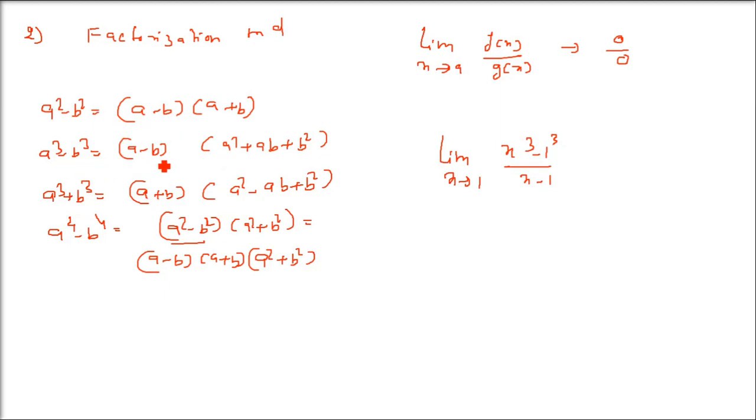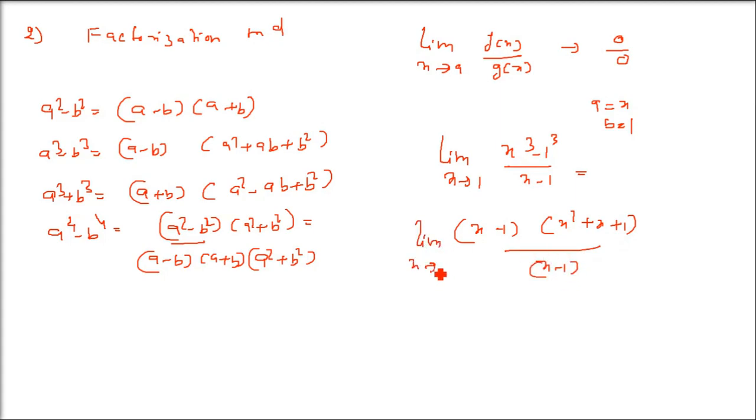So we can apply this formula I just mentioned, (a minus b)(a square plus ab plus b square). What is a here? X. B is what here? 1. So let's use this formula. A is x and b is 1. So just put it here: (x minus 1)(x square plus x plus 1) divided by (x minus 1).